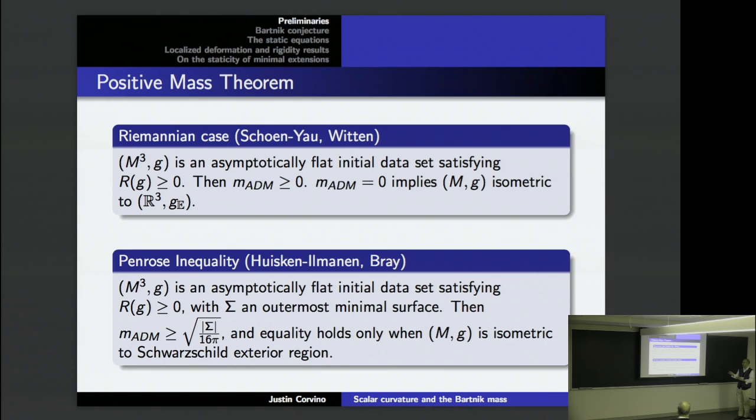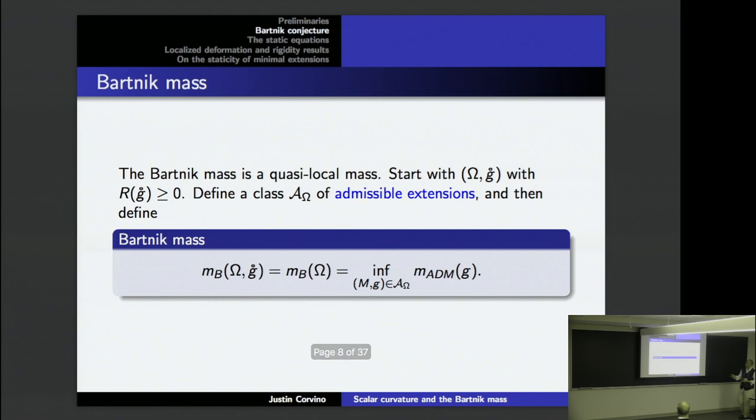And of course, I'm not going to get into this, I don't need this here, but in Huisken-Ilmanen sigma is connected, and in Bray there are multiple components allowed. Okay, so that's the preliminaries. If there are any questions, let me know. All right. So let's go to the Bartnik mass.